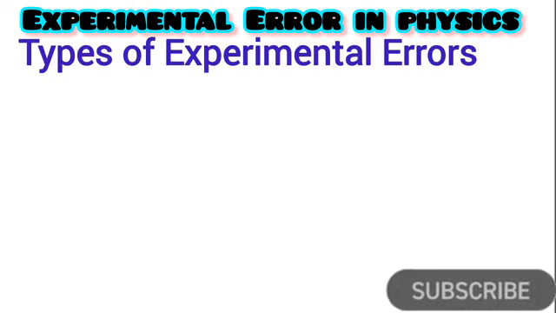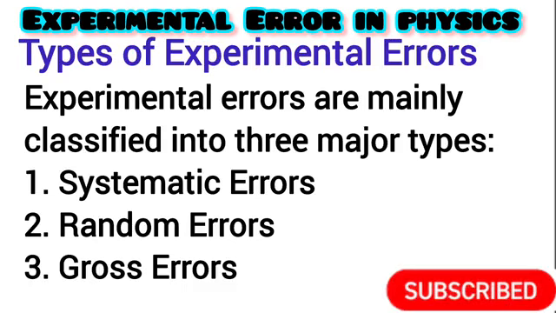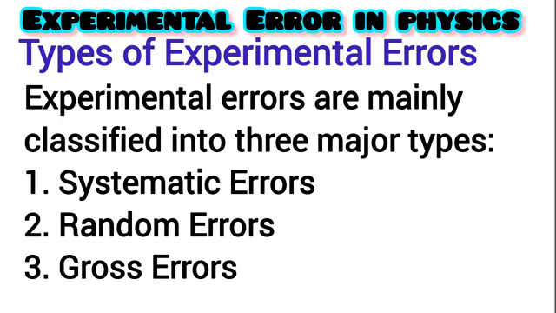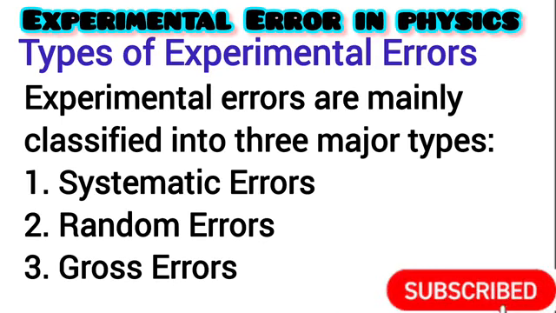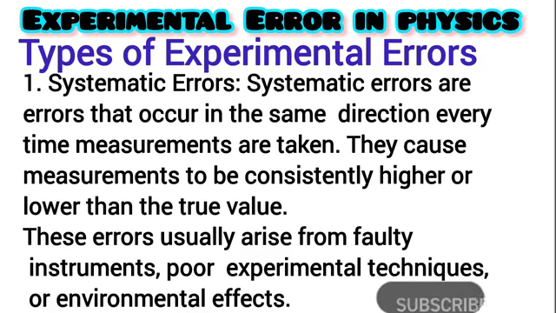Let's talk about the types of experimental error. Experimental errors are mainly classified into three major types, namely systematic error, random error, and gross error. Let's start with the systematic error. Systematic errors occur in the same direction every time measurements are taken. Now, they are repeatable. It occurs the same way every time measurements are taken.